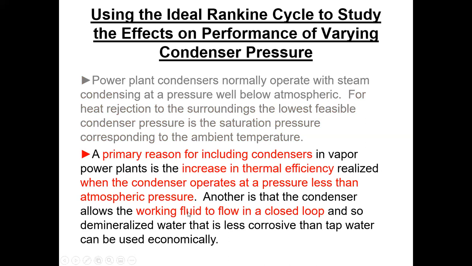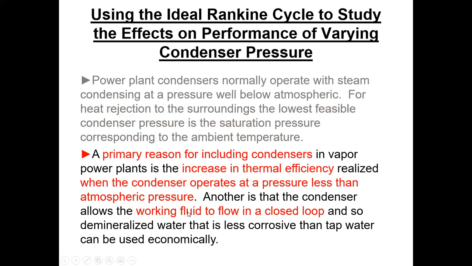The primary reason for including condensers in vapor power plants is the increase in thermal efficiency realized when the condenser operates at a pressure less than atmospheric pressure. So what they're saying is you get a bigger delta P across your turbine, and the bigger the delta P across the turbine, the more power you get out. And that's certainly true. Another is that the condenser allows the working fluid to flow in a closed loop.